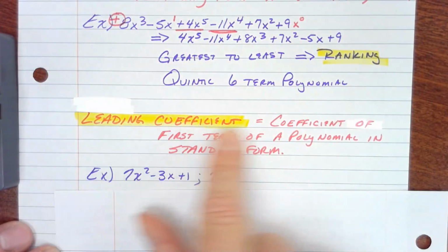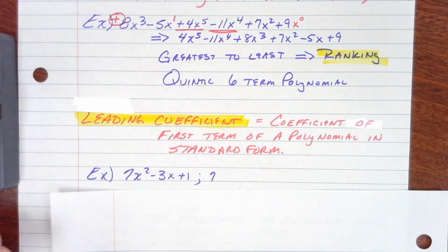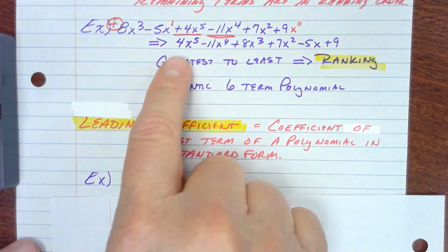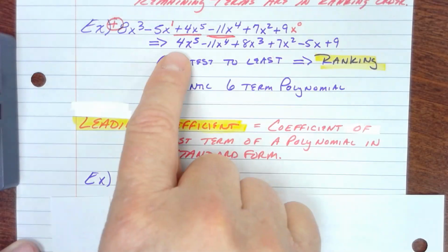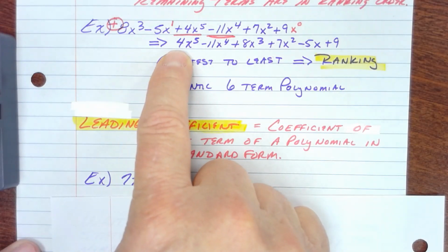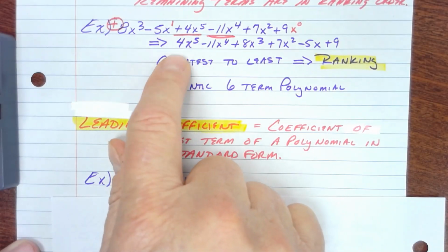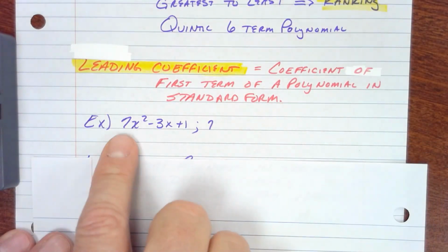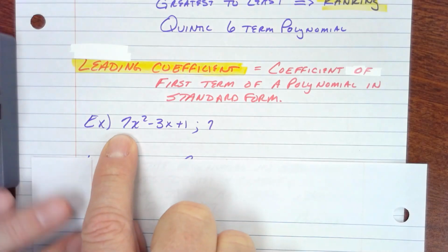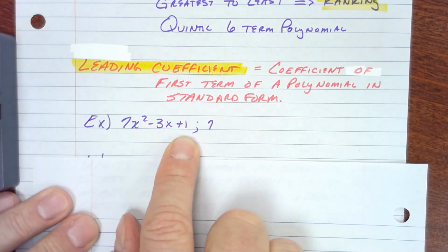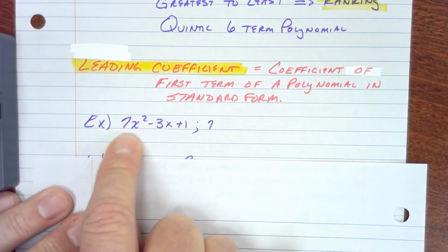Leading coefficient is the coefficient of the first term in a polynomial that's written in standard form. Here, this is written in standard form. 4 is the first coefficient in the polynomial as it's written in standard form, so it's the leading coefficient. Here's another example written in standard form. The first term is 7x squared. That leading coefficient is 7.